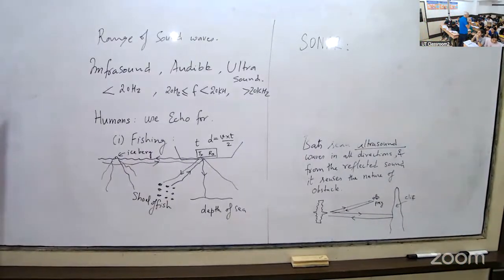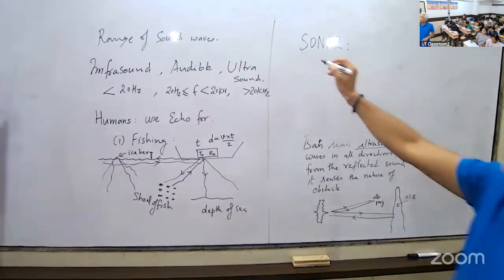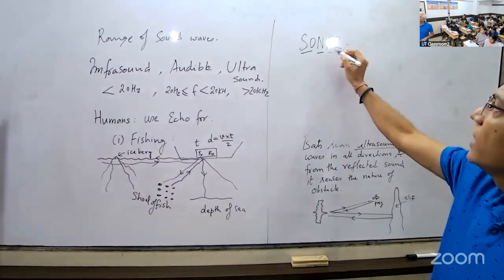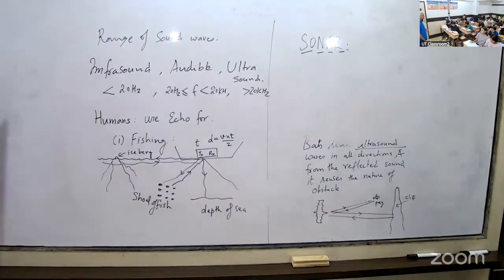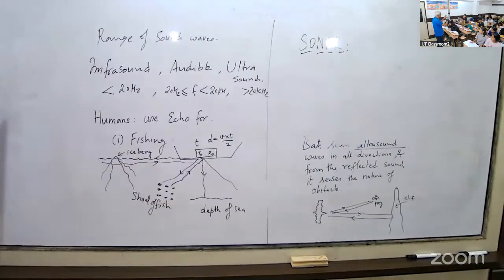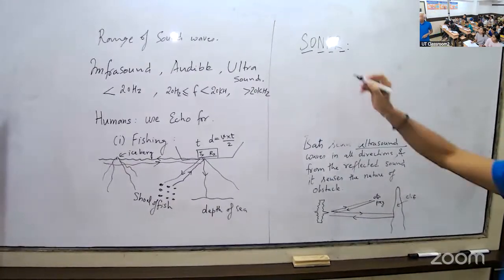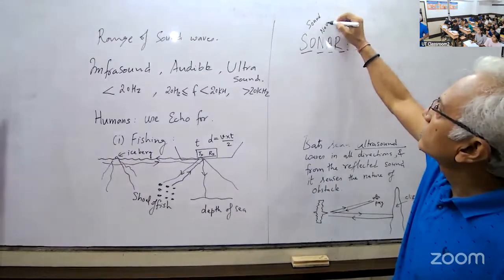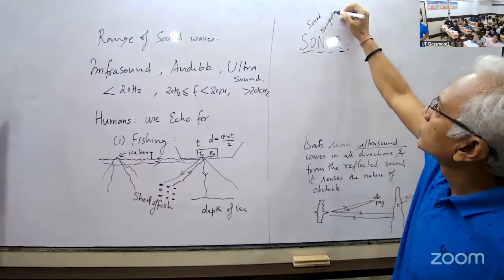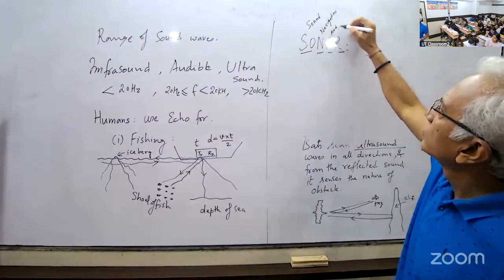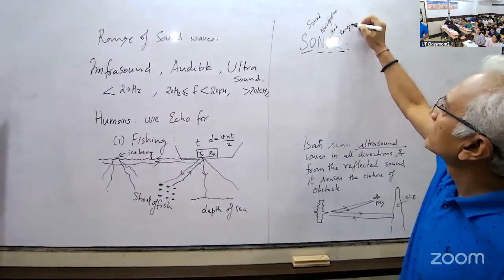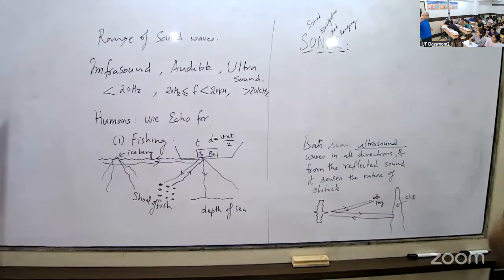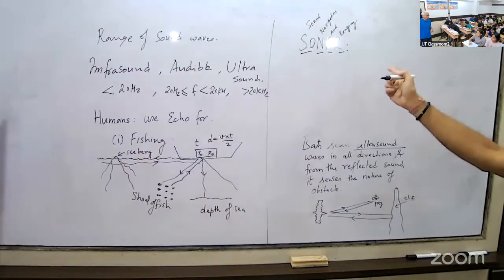What is the device used for this? It stands for sound, navigation, and ranging. You are doing navigation and ranging using sound waves. What is it called? Sound navigation and ranging. Okay, so you are using sound waves. That's why it is sound navigation and ranging.